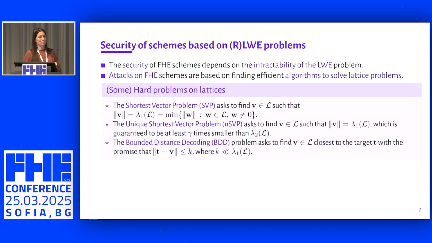So I have to go back to the LWE problem, because indeed the security of FHE schemes depends on the fact that we are not able to solve the LWE problem. And so the attacks on FHE schemes are based on finding a good algorithm that solves a lattice problem. Here I just show some of the problems on lattices. I will not go into detail because I have no time. So I just mention one of these that we are going to see later, the unique shortest vector problem. This problem asks to find a vector in the lattice that is one of the shortest ones, knowing that it is very, very small, much smaller than what we can expect.